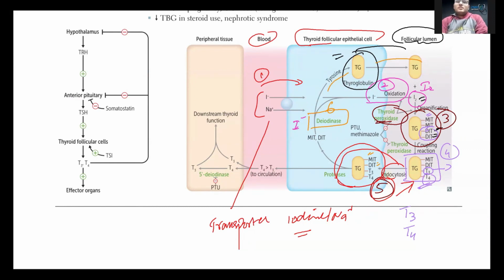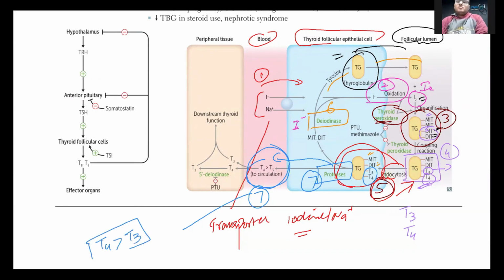And the very important 7th point, a super high yield point, is the protease enzyme. That protease causes T3 and T4 to be released into the blood. That is our super high yield concept, point 7. Now T3 and T4 are present in our circulation, in our blood, and ready to act on the organs. Is that clear? At this 7th point, T4 is greater than T3. Normally there is more production of T4, and further T4 is converted into T3 in the periphery under the influence of the enzyme 5-deiodinase.